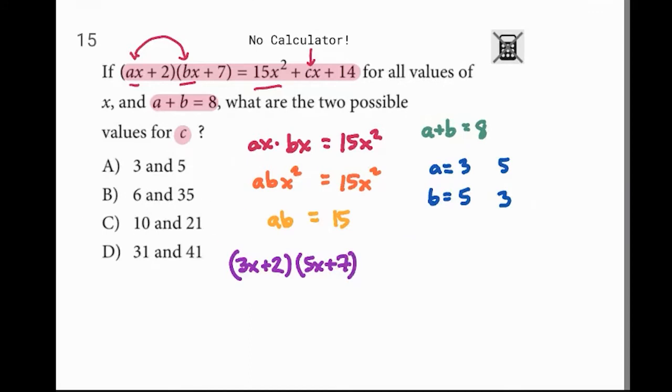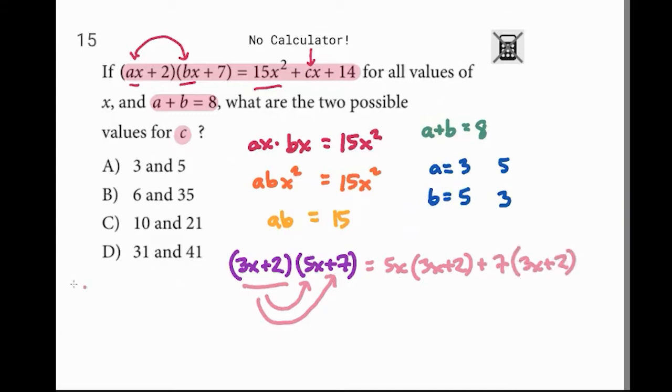Then from here I'm going to distribute this out. I'm going to take this whole thing and multiply it by 5x, so you're going to get 5x times 3x plus 2. Then I'm going to do the same thing with the 7 over here, so you're going to have plus 7 times 3x plus 2. You can simplify this out and you end up with 15x squared plus 10x plus 21x plus 14.